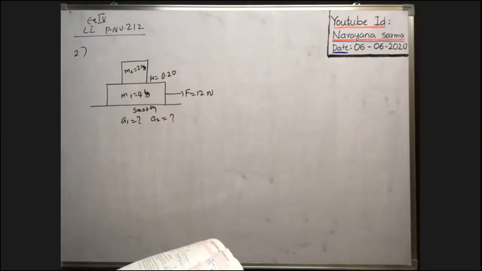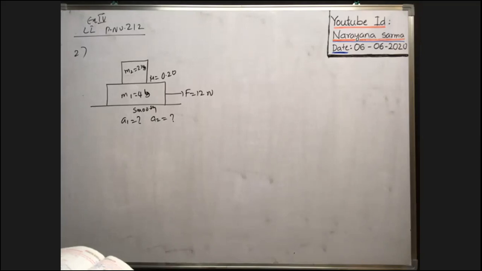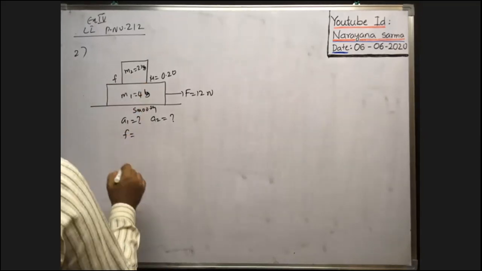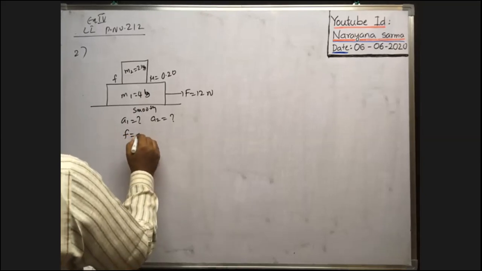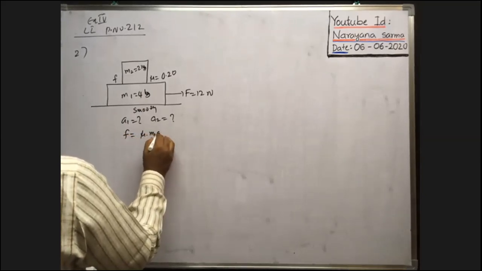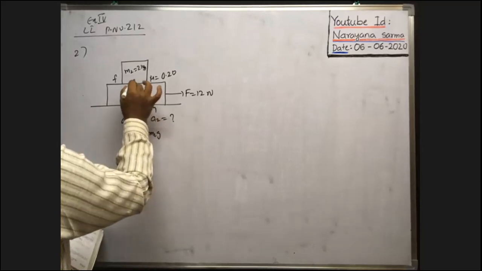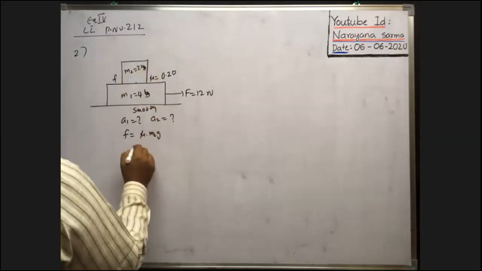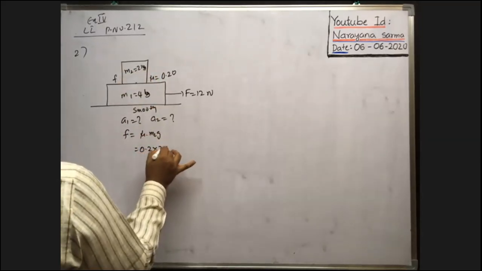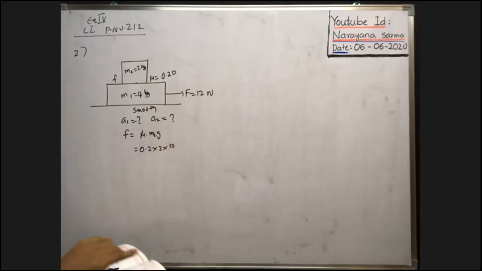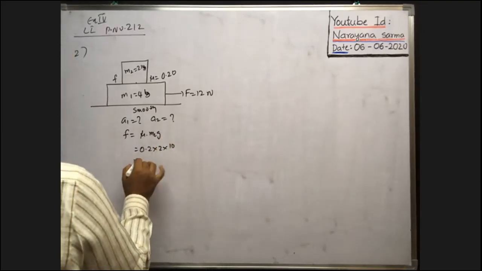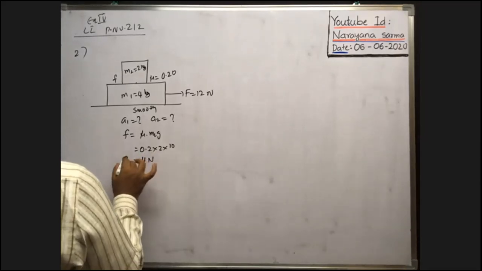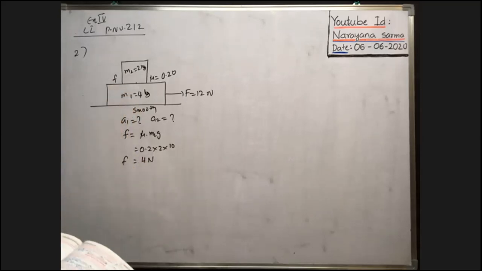Okay. First of all, what is the friction force between the two blocks? First, you find F is equal to mu into normal reaction. In order to find the friction force, mu into normal reaction, which here means the weight m2 g, acts as the normal reaction. That is 0.2 into 2 into g, which is 10. This is equal to 4 Newton. So that is the friction force between the two blocks.